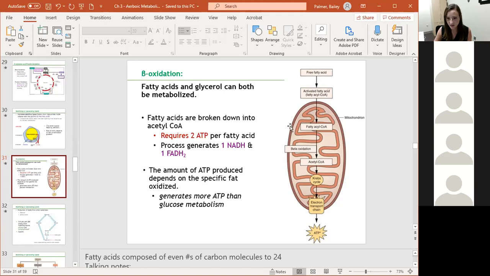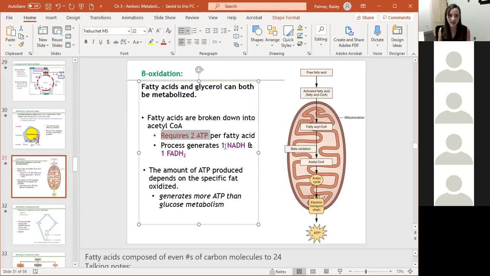But this process here, this is the mitochondrion, and it just shows how fatty acids go through this beta oxidation process. Something you do have to know for the exam is how many ATP are required to start this process, kind of like the investment phase. So how many ATP do we have to invest into this system before we actually see a production of fuel? So it requires 2 ATP. So 2 ATP per fatty acid to start this process.